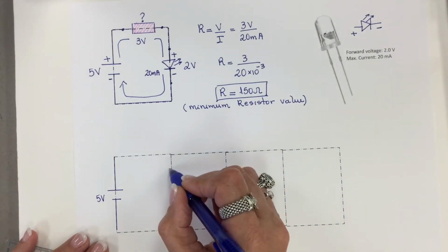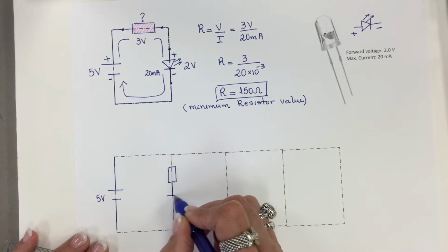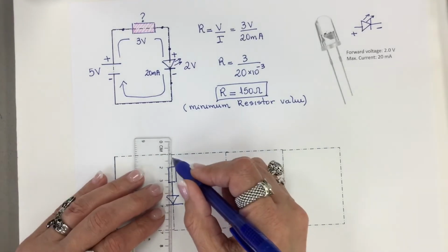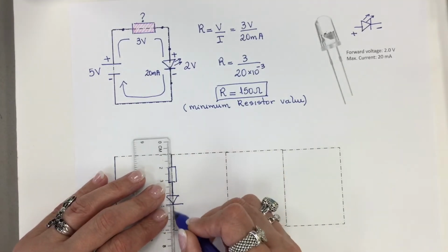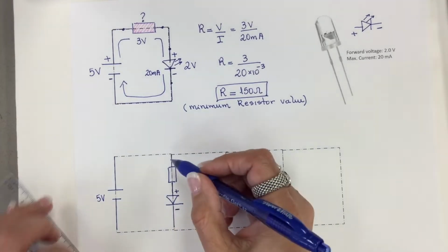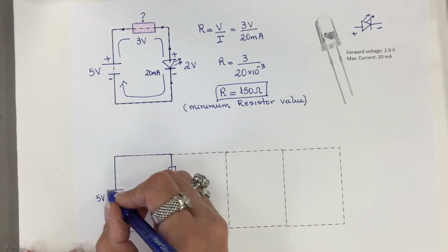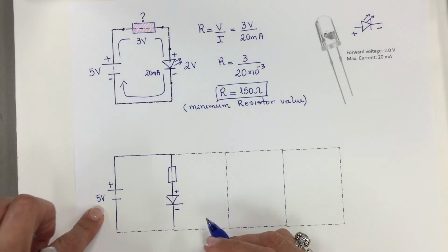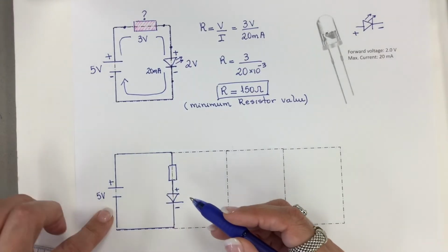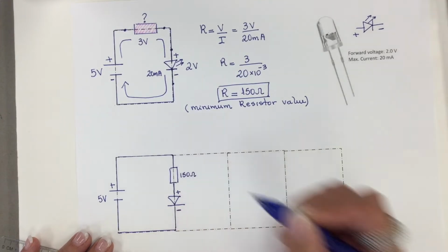And right here, I'm going to draw the circuit that I already have installed on my breadboard. So here is my negative, my positive, and the positive is connected to the resistor, which is connected to the positive side of the battery. And the negative is connected to the negative side of the battery. And this is 150 ohms.